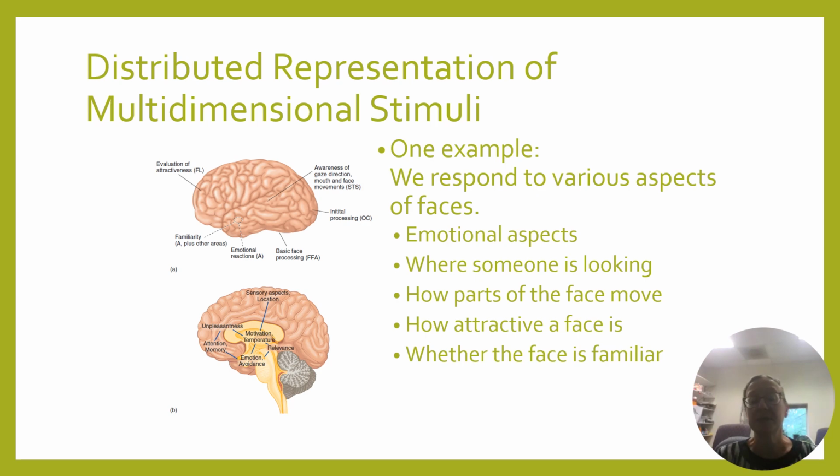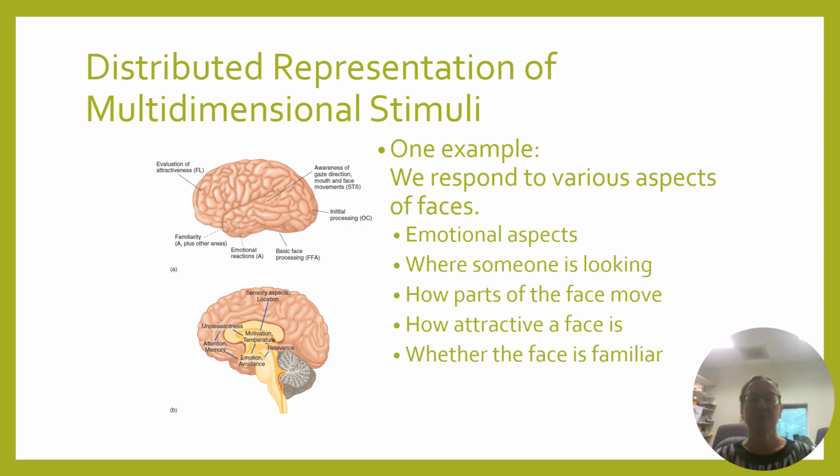And one example would be the brain responding to a face. So that information is coming in right through the lateral geniculate nucleus, going to the visual cortex. So those regions of the brain are clearly active. We also respond to emotional aspects of a face in the amygdala, where someone is looking, or how the parts of the face move. All of this biological motion information that tells us about joint attention and things like that, the superior temporal sulcus is active for that.